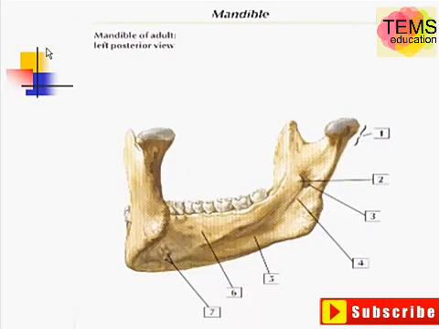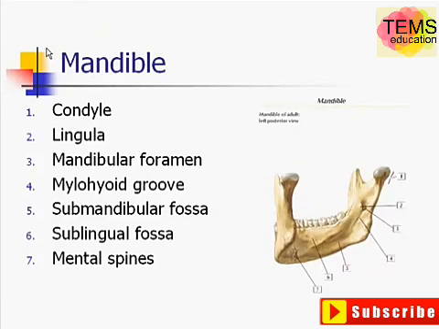Now if we go to the posterior view, see if you can find where the lingula is, mandibular canal, mandibular foramen. Again, this particular one, they're saying the 4 is the mylohyoid groove. Above it, or superior to it, would be the mandibular canal.